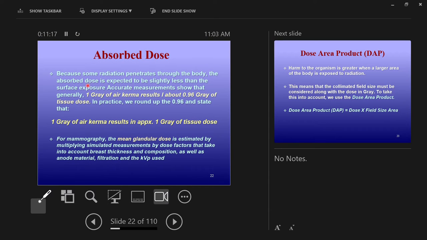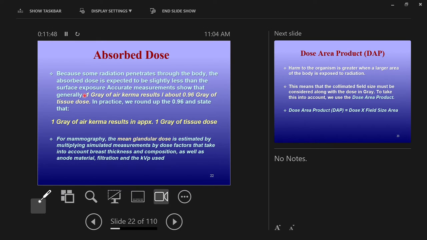Okay, so the next thing I want to say is if you're exposed to 1 gray of radiation in the air, you will not receive an absorbed dose of 1 gray, okay? Because some radiation penetrates through the body, absorbed dose is slightly less than surface exposure.